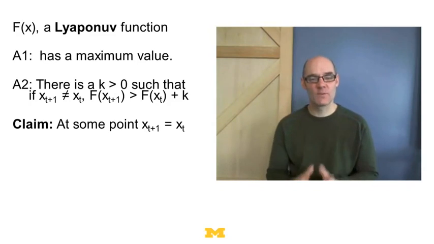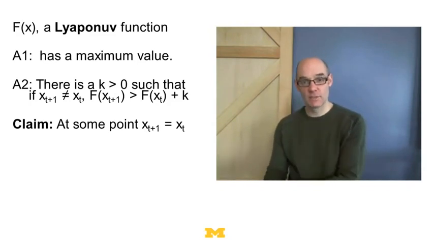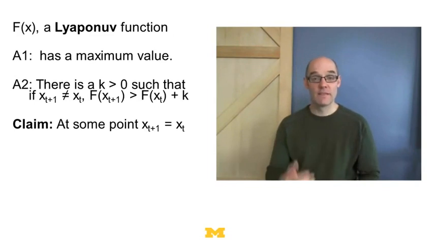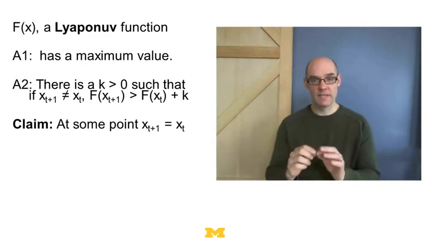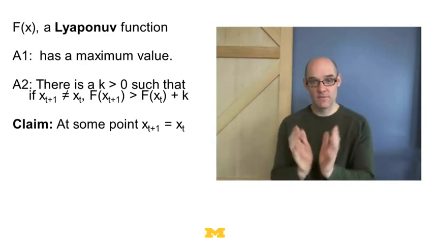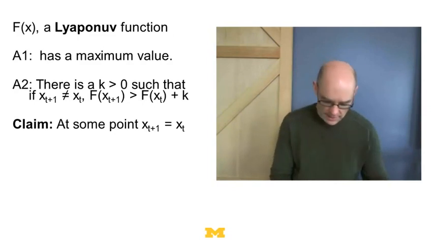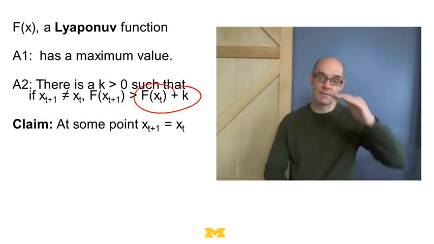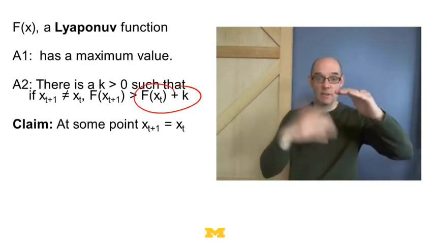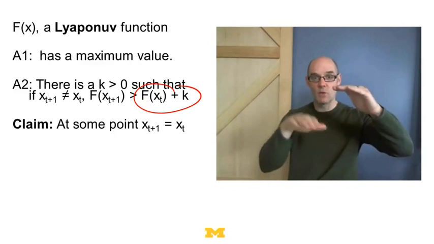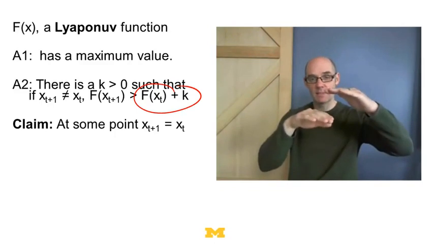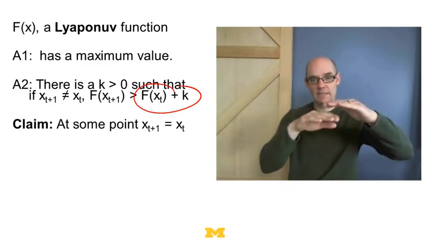Let's look again at the formal definition of a Lyapunov function, just so we can answer these questions precisely. So it's some function f that has a maximum value. If the process stops, then it's an equilibrium. If it doesn't stop, then its value, according to this f, increases by some amount at least k. So it goes up at least k. So that means either the process has stopped or it's going up k. Since there's a maximum, that means at some point the process has to stop.